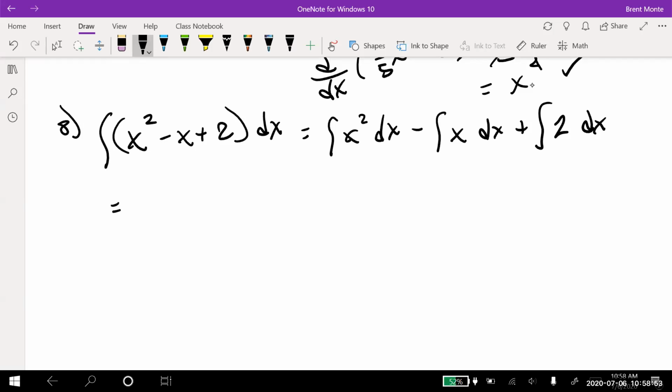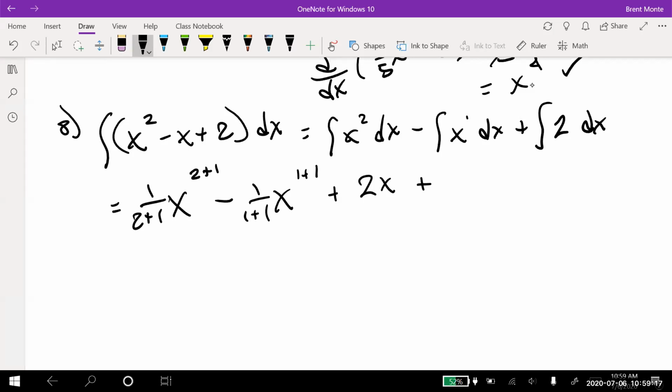And when I do the first one, remember, I'm going to add 1 to the exponent and multiply by whatever the reciprocal was. This one's x to the first power. So again, I add 1 to the exponent and multiply by the reciprocal. And with the 2, that's what I saw before, the constant. I just put the x there. So I added an x just like I did on the other ones, and then plus c.